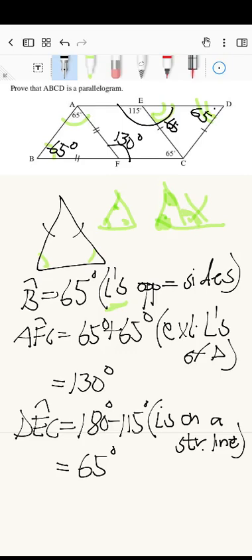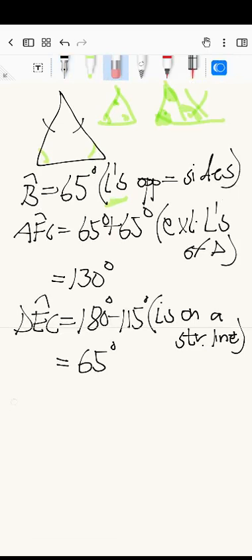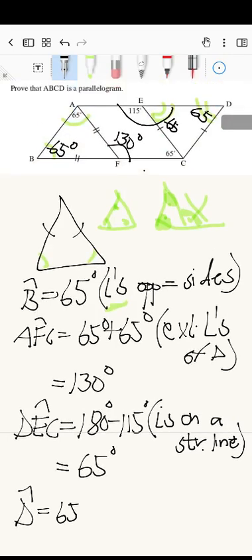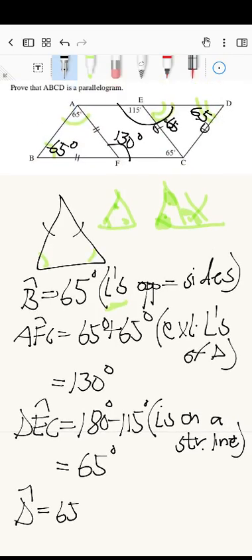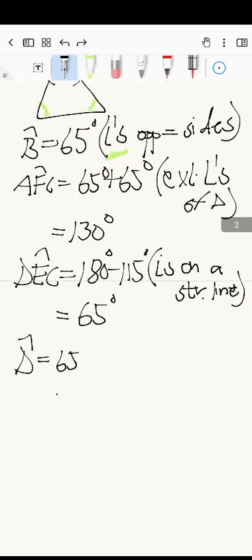So let's write that down. So we'll say angle D is equal to 65 degrees. And what was the reason for that again? It's that isosceles triangle, right? The lengths are the same. So it's going to be angles opposite equal sides. So let's write that down. Angles opposite equal sides.